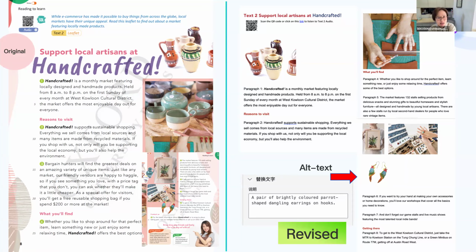And in my version, I add short descriptive alt text for key images. For example, I wrote a pair of brightly colored ceramic earrings hanging on a wooden display board. And I avoid using vague descriptions like picture 1 or decoration. So when appropriate, I can offer alt text in both English and Chinese, or some of the students' first language. By doing this, I make the visual information accessible through language and allow screen readers to present those details to blind or maybe low vision learners.